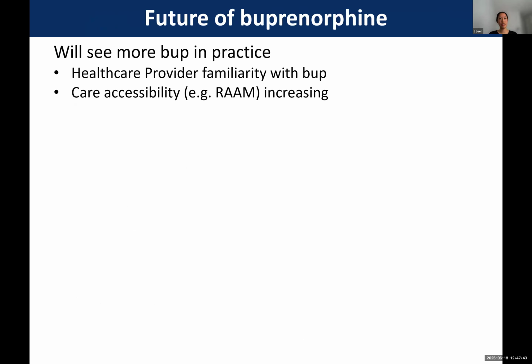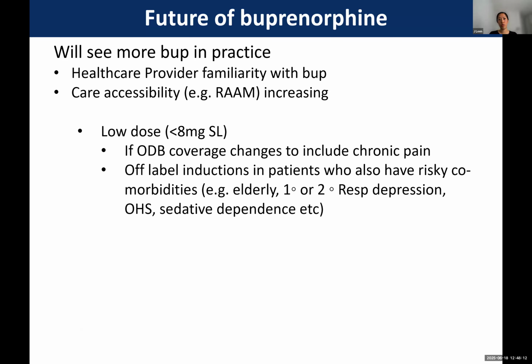So the future of buprenorphine: we will see more of it in practice. I know in my training, at least, I never heard of these medications until fellowship, even though it's been around since the 70s. More healthcare providers are becoming increasingly familiar with buprenorphine, and the RAM clinics across Ontario are prescribing these medications. And you might see it in two forms. Low dose buprenorphine, so less than 8 milligrams, usually patients are on it off-label for chronic pain. Especially if the ODB coverage indications change to include chronic pain, we'll definitely see it a lot more. And then you have the high dose users, those who have a history of OUD and who are on it for maintenance therapy purposes.